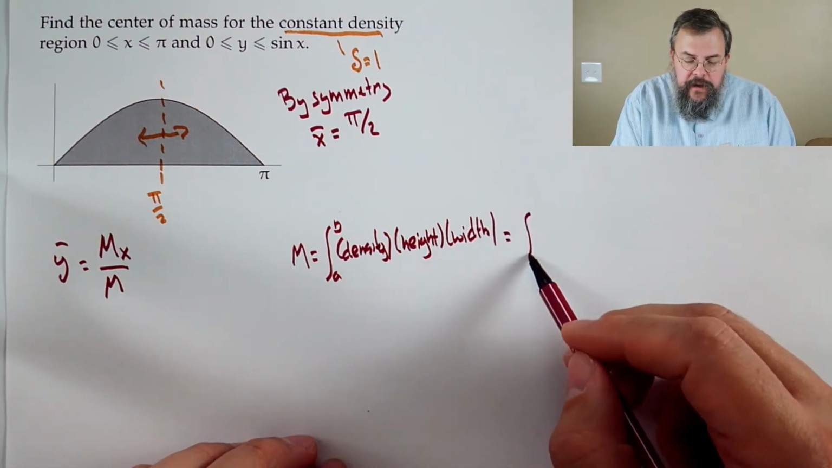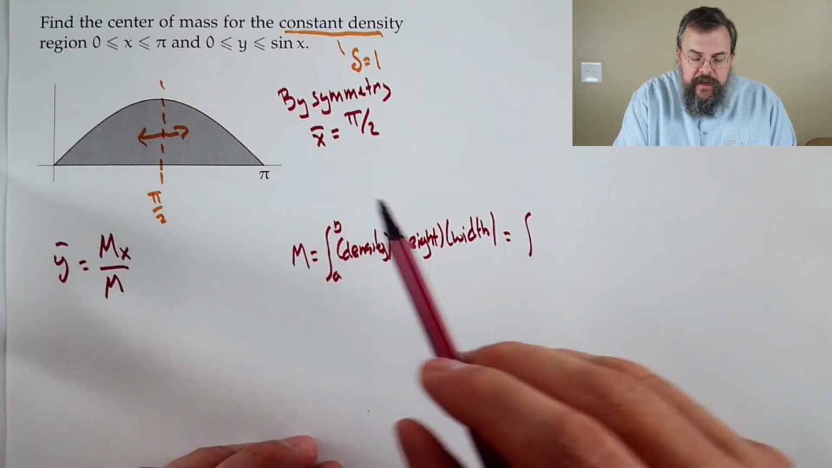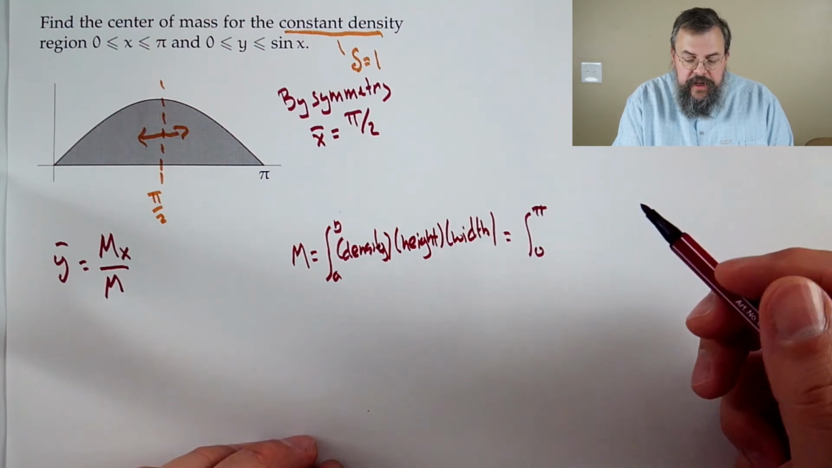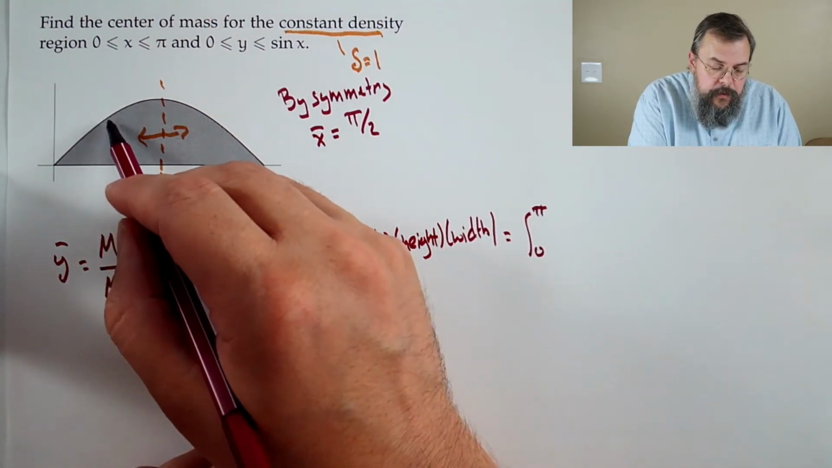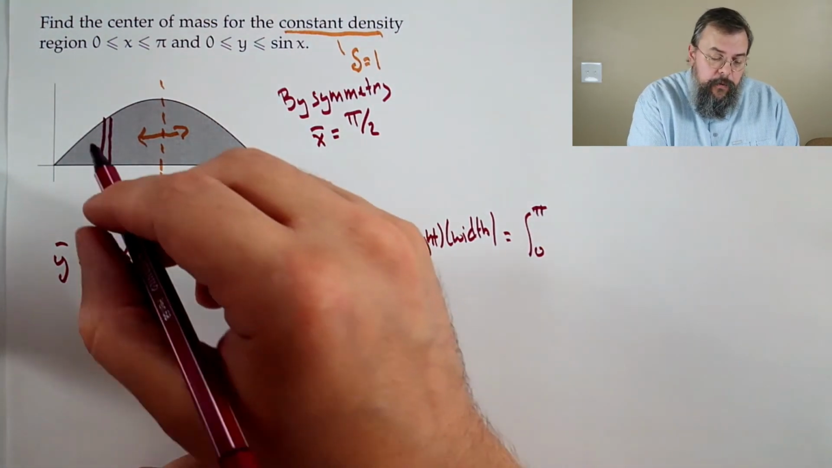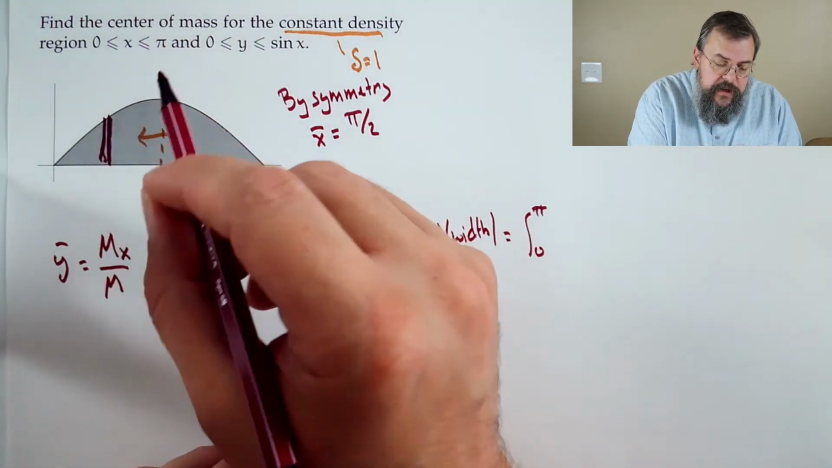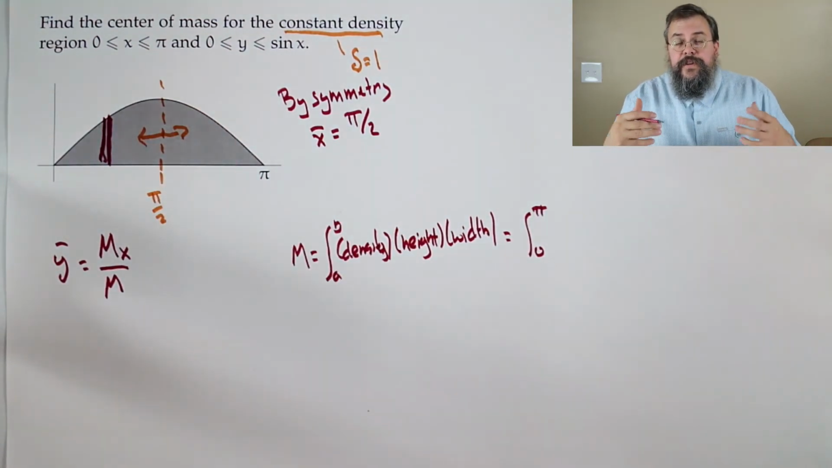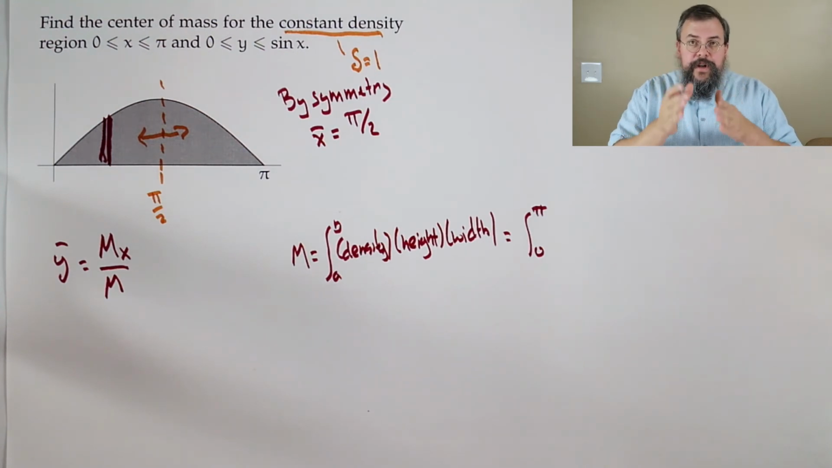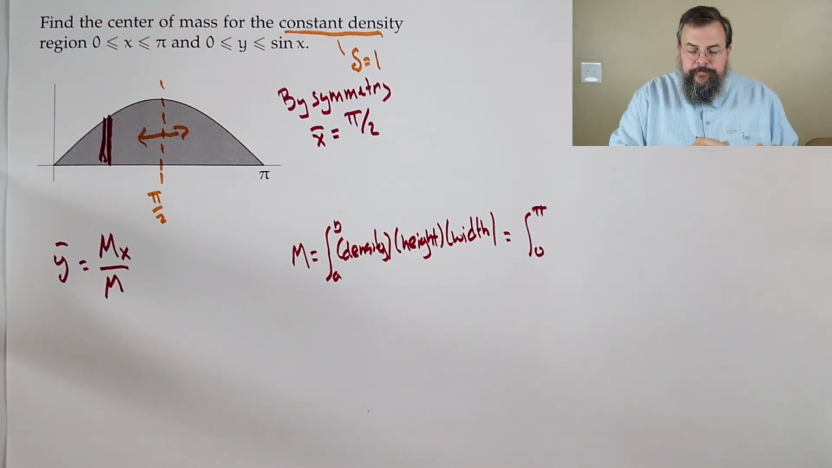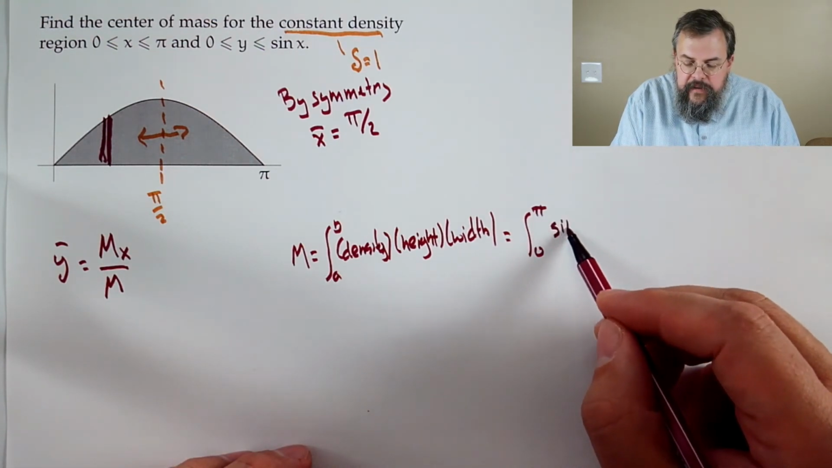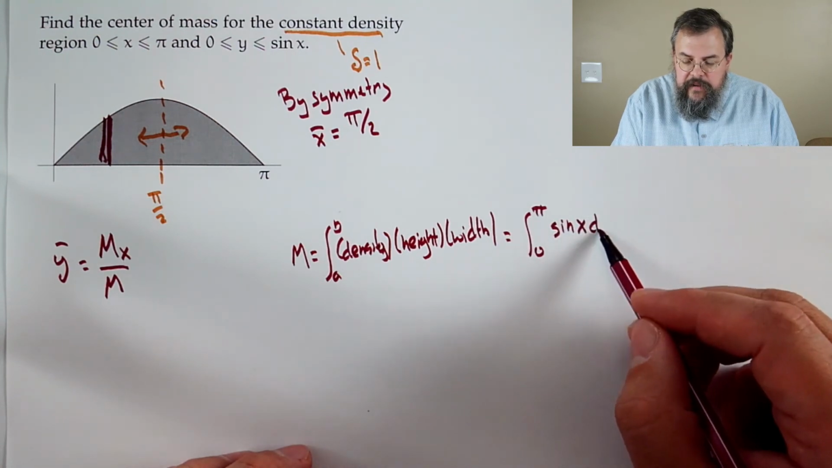So for us, well, we see where we're going from. We're going from 0 to pi. That's good. Our density is 1, so we don't even need to write it. Our height, well, we should have been explicit and said we're going to slice this way. Why? Because our function here is a function of x. So since we're starting with something which is a function of x, it's good to integrate with respect to x. So we're going to do vertical slices. So 0 to pi, height is sine of x, and the width is dx.